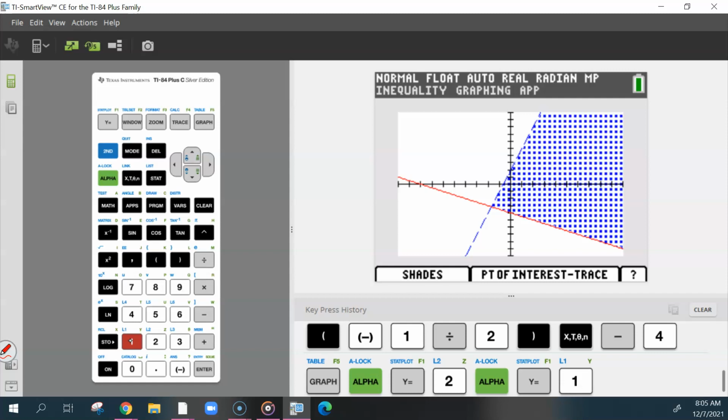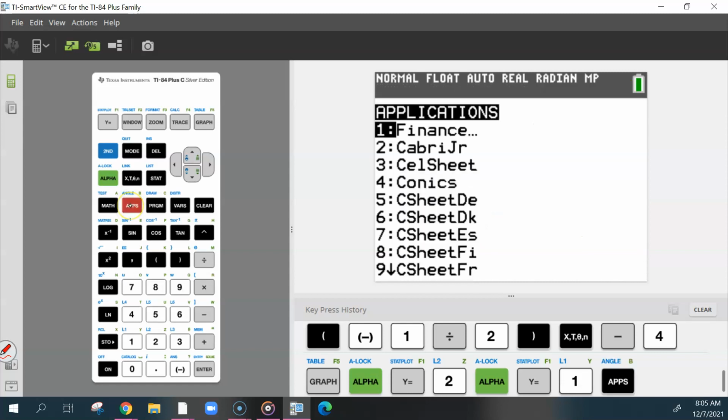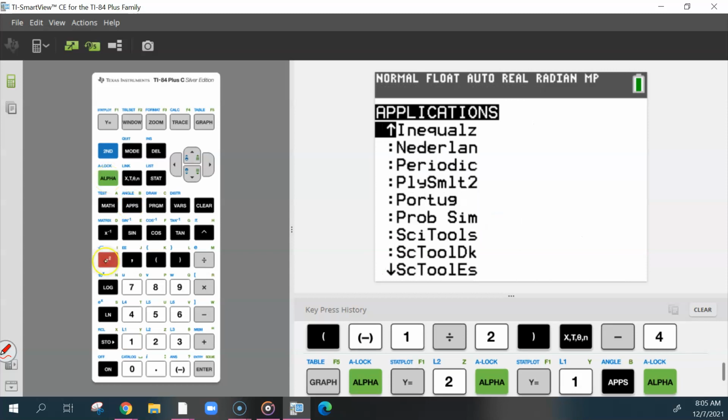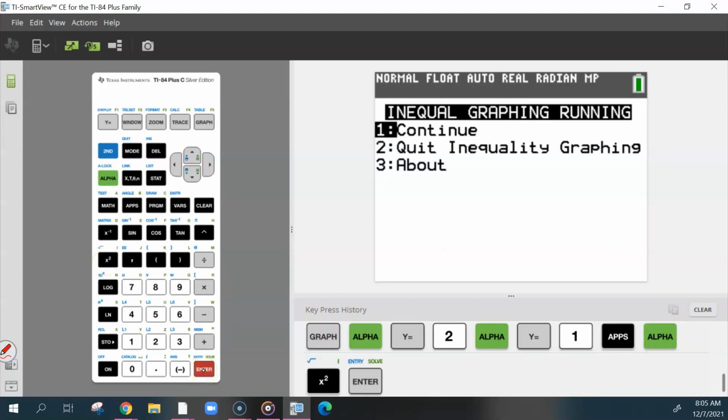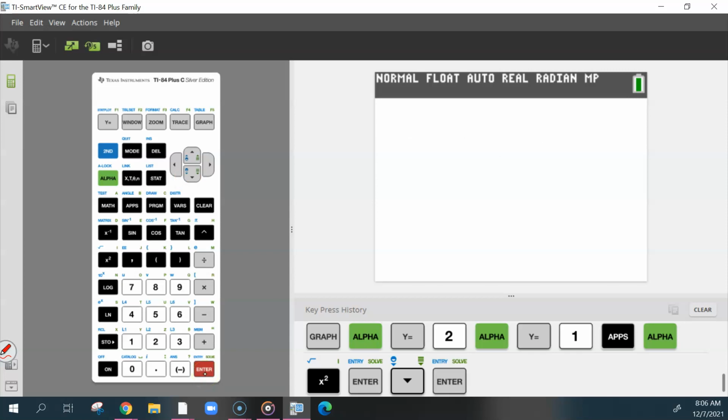Do you have any questions on the calculator part of that? I believe if you want to use fractions again, you have to turn it off. So go back into apps, go back into Unequals, and hit enter again, and quit it. And then you'll be able to use fractions and use your calculator like normal.